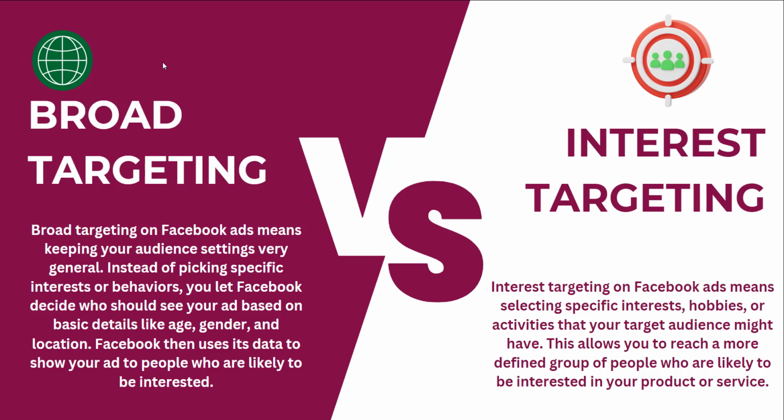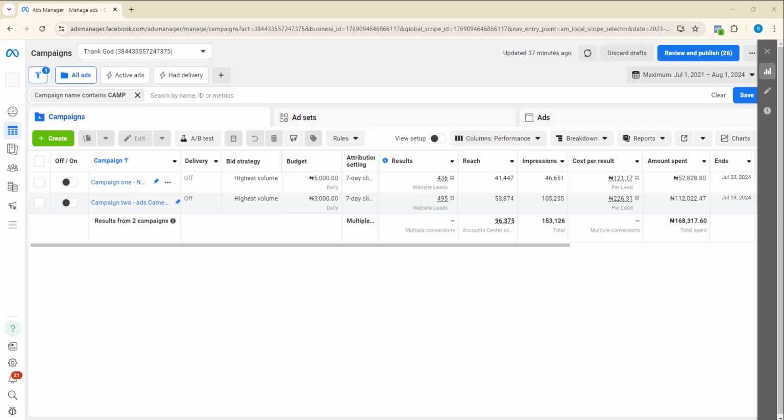Let's go over to the Facebook Business Manager right now. So as you can see right here, I have two campaigns, campaign 1 and campaign 2, and these are two different campaigns that ran for the same niche. You understand? I'm going to show you what happened when we use broad targeting and interest targeting for these two campaigns, starting from the first one that I said, campaign 1.